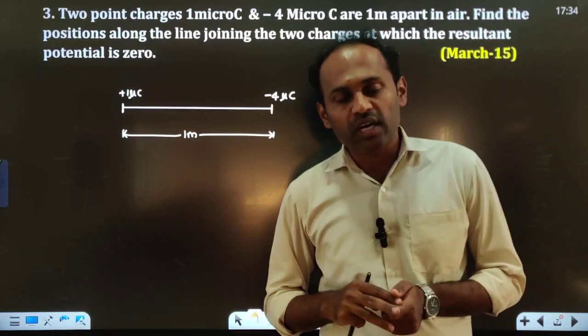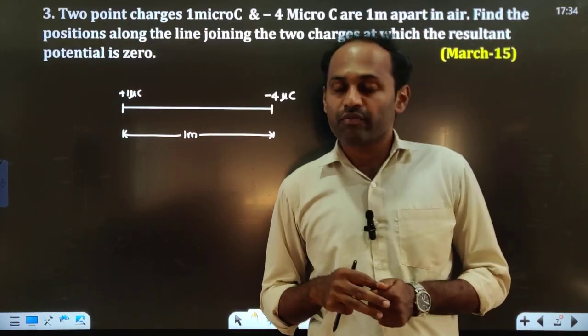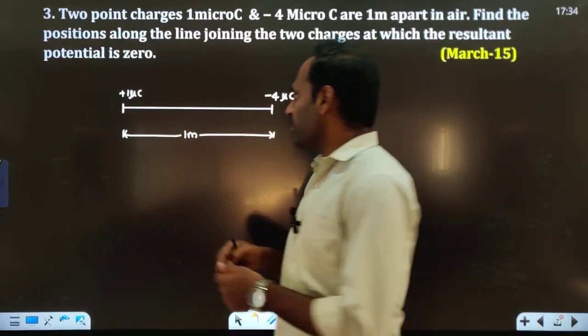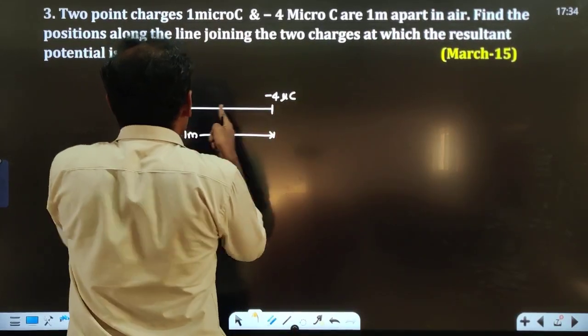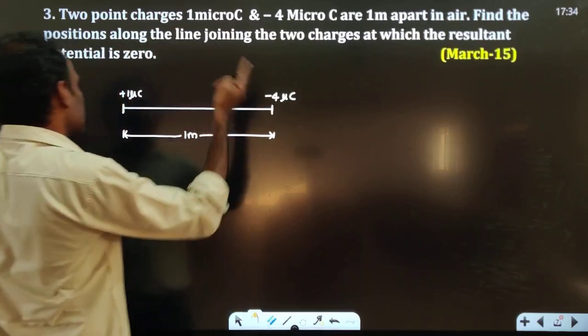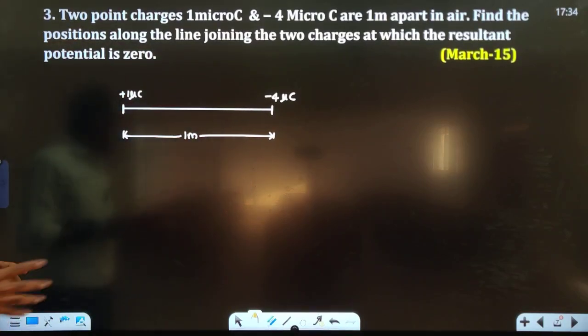For a system of two charges, there will be 3 points at which the potential will be 0. One will be in between the charges. First 0 potential point will be in between the charges. One will be outside the charges and one will be at infinity, right?